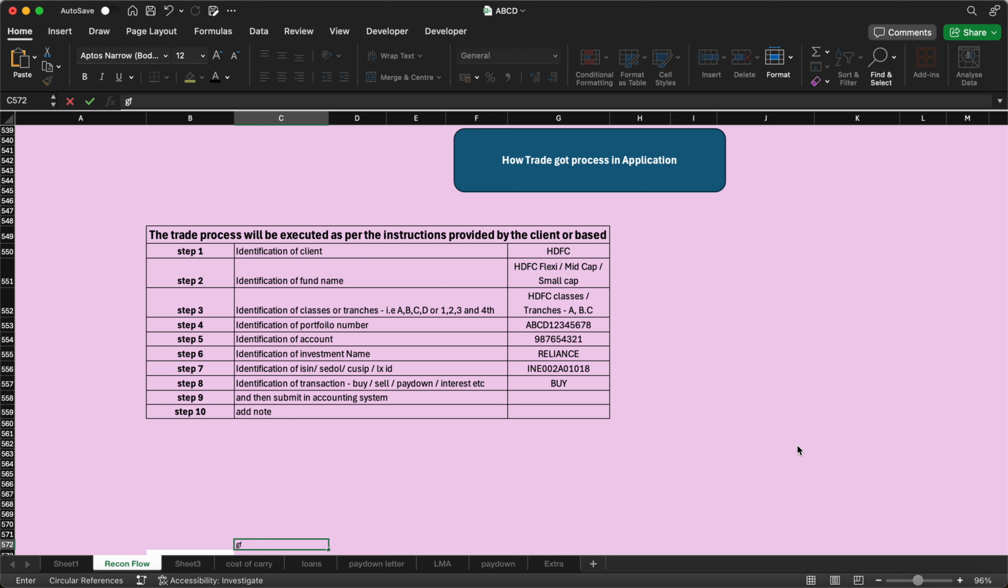So there are some criteria and some steps. We have created those steps, and we'll discuss them one by one.